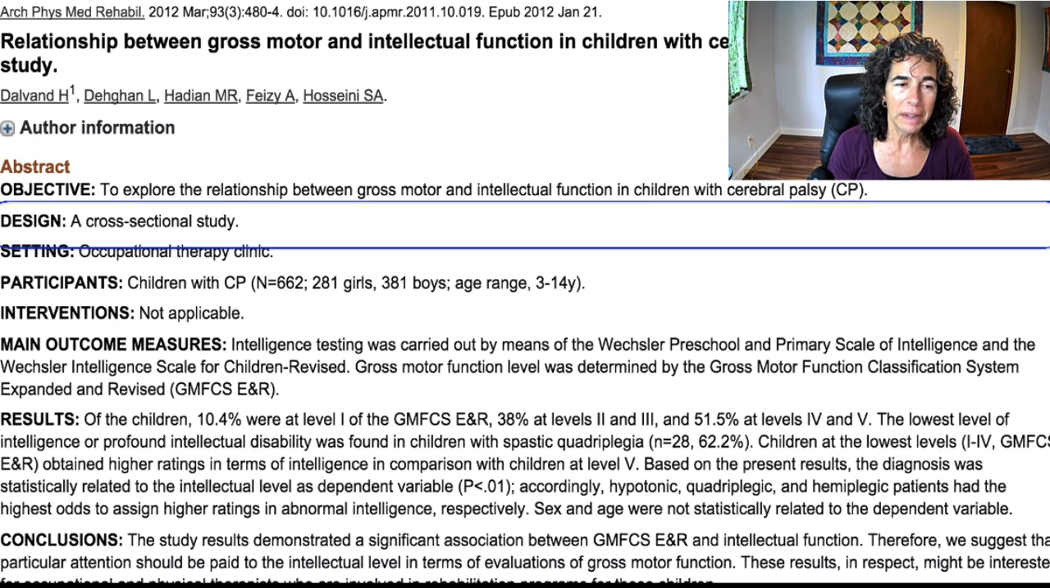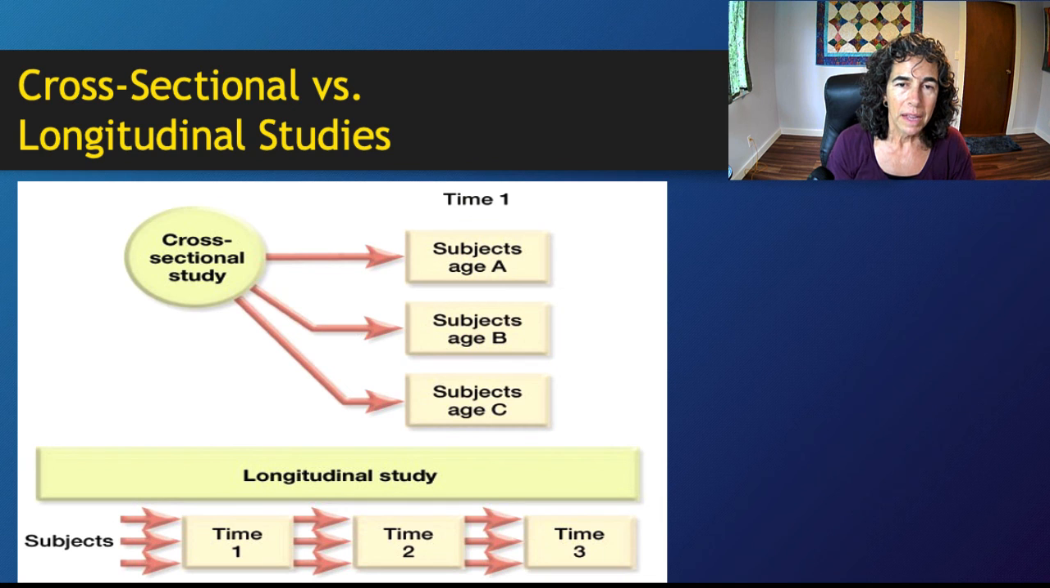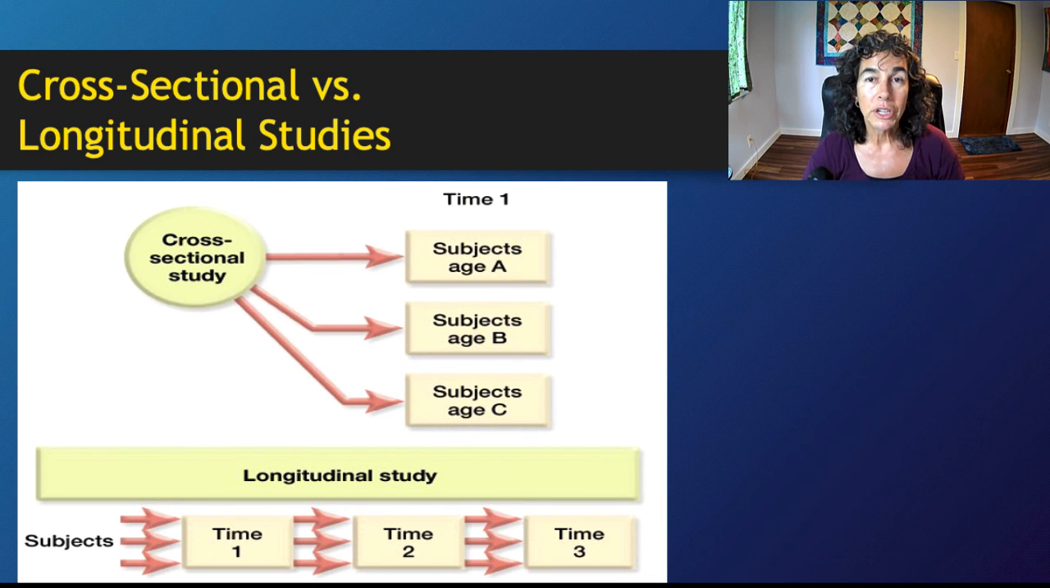Here's another one, cross-sectional study. And now we're going to look at cross-sectional versus longitudinal studies. So in a cross-sectional study, we have a group of people, we have subjects that are 20 to 30, 30 to 40, and 40 to 50, right? And we measure them at one point in time.